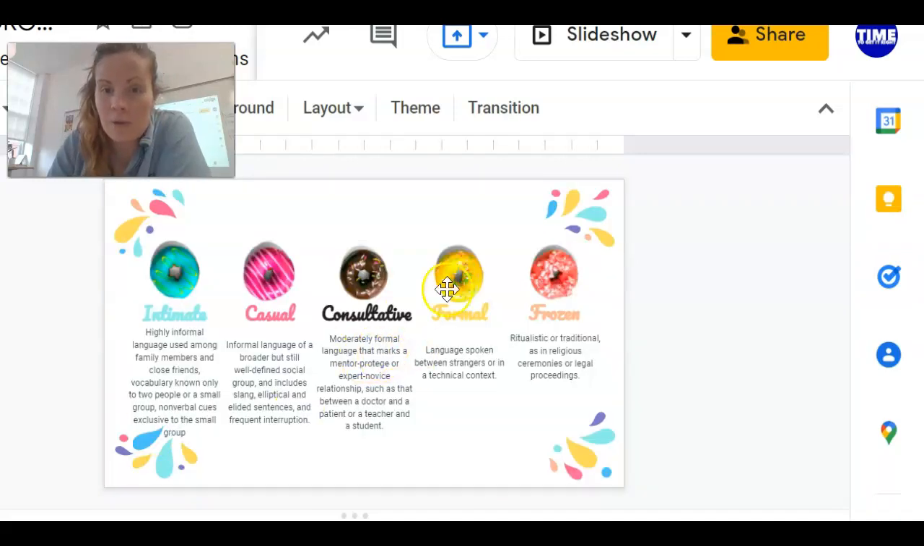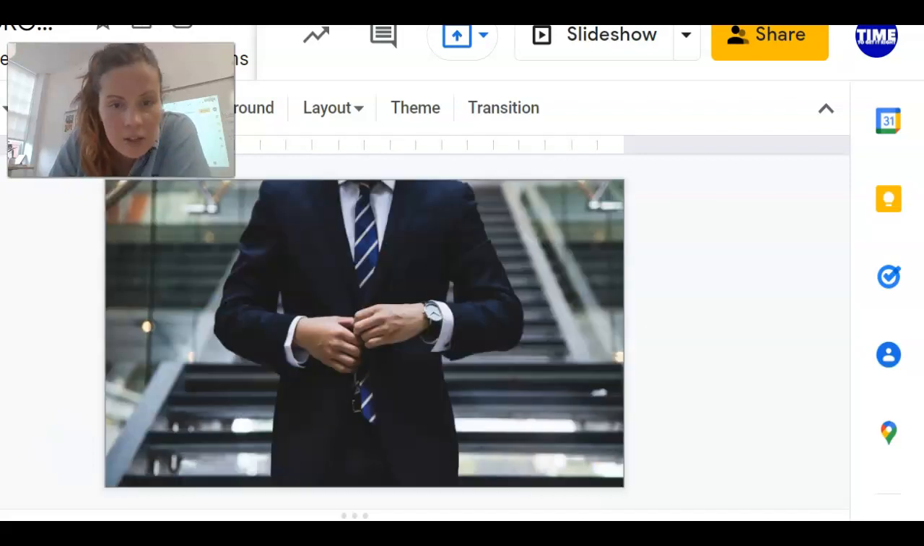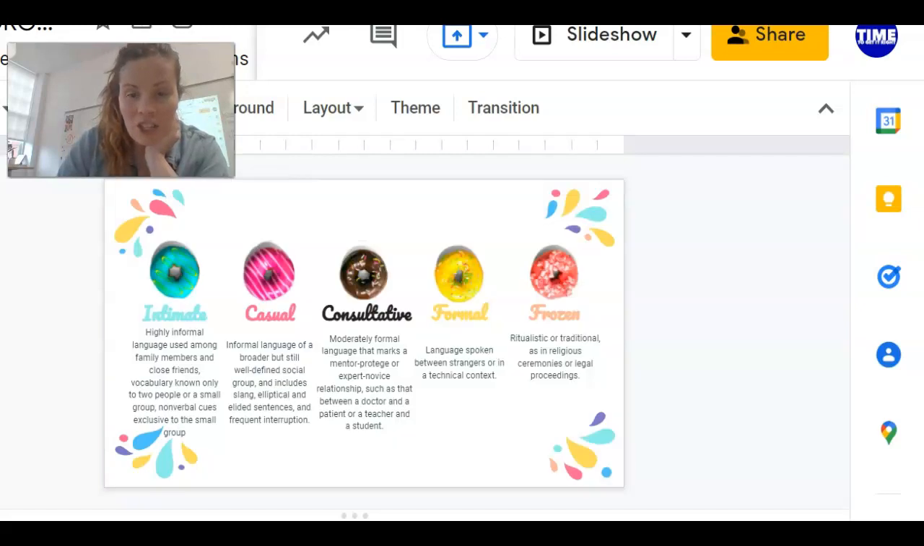Now let's contrast that with formal. Formal is language spoken between strangers on or in a technical context. So this might be like at a professional job interview. This might be on the job when you don't know someone well enough to have the intimacy to then slip into something that is more consultative or more casual even. That's going to be our formal language.